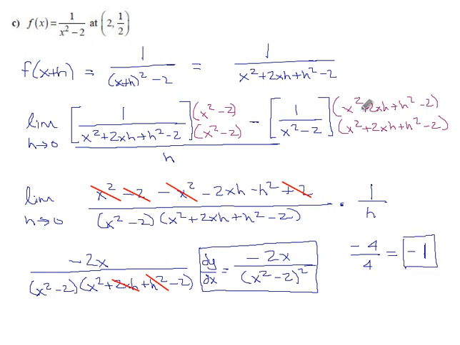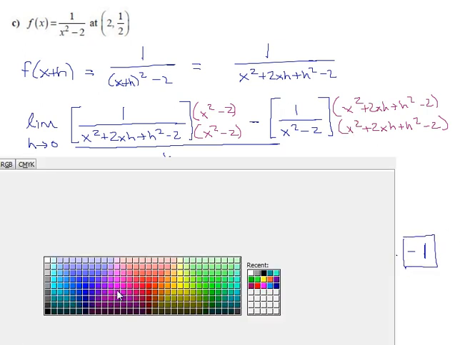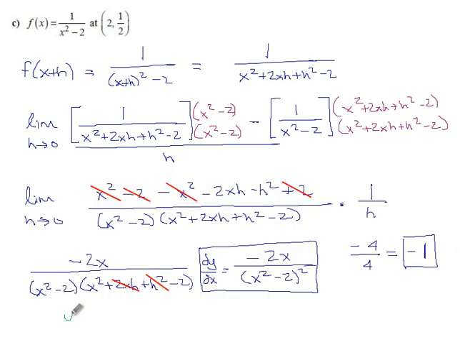That's our second answer. And finally, they want the equation of the tangent line, meaning a line with a slope of minus 1 and that line has to pass through 2 comma 1/2, so we can use that to figure out our b value. y equals minus 1x plus b, so b is going to be 2.5. And our tangent line is going to be minus 1x plus 2.5.